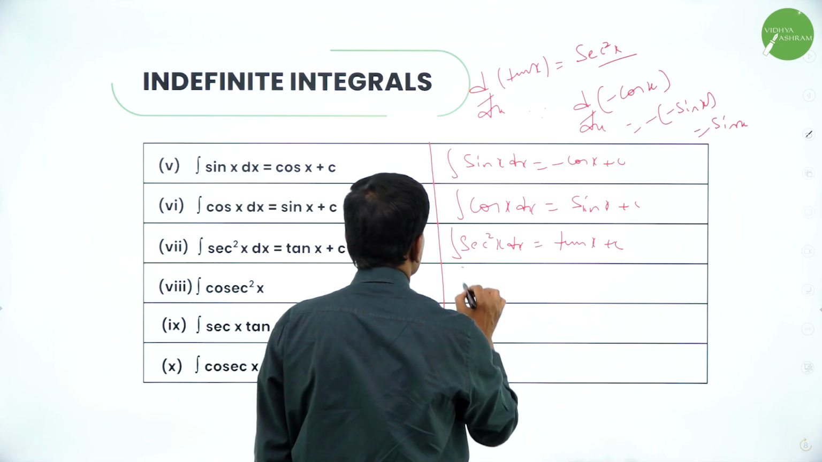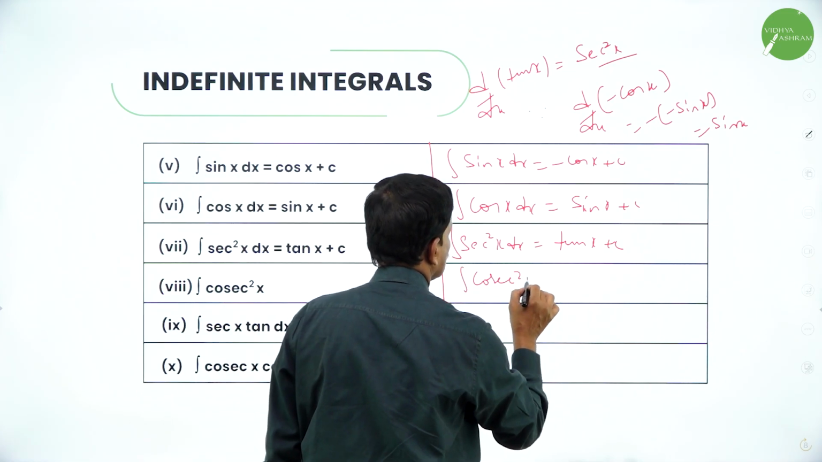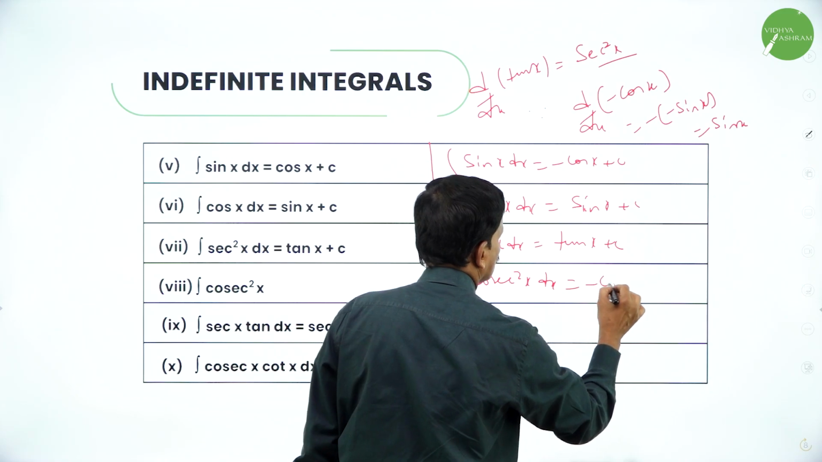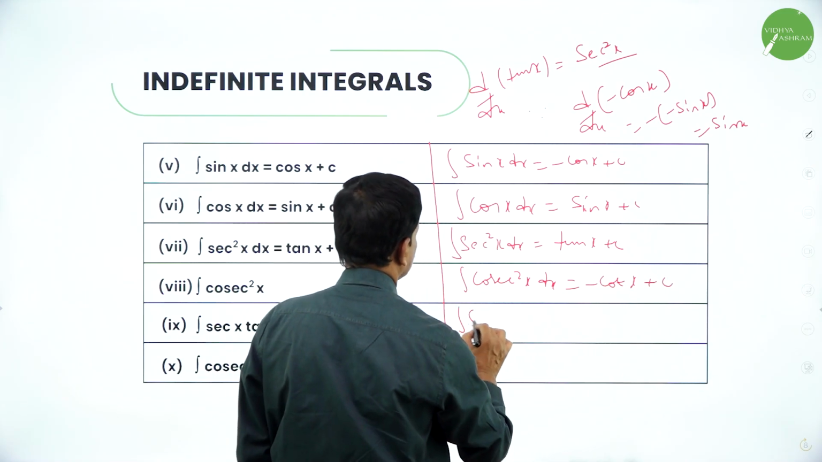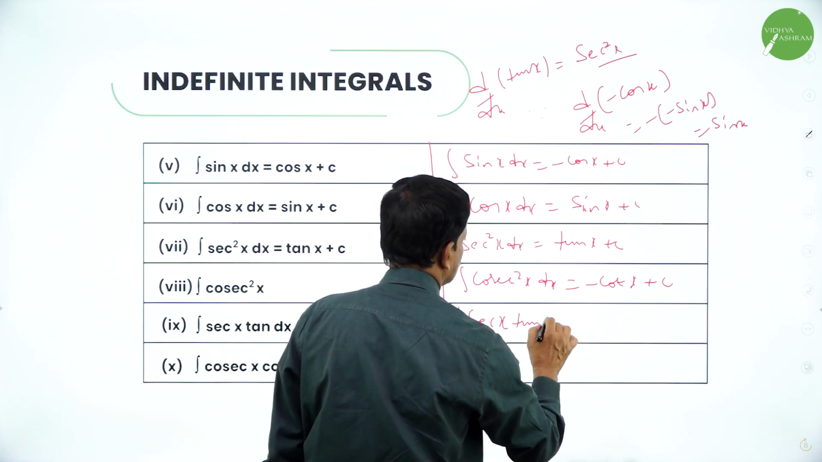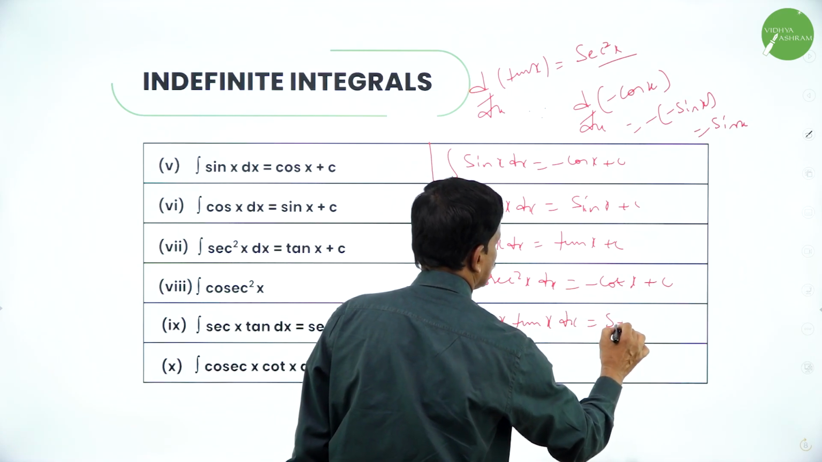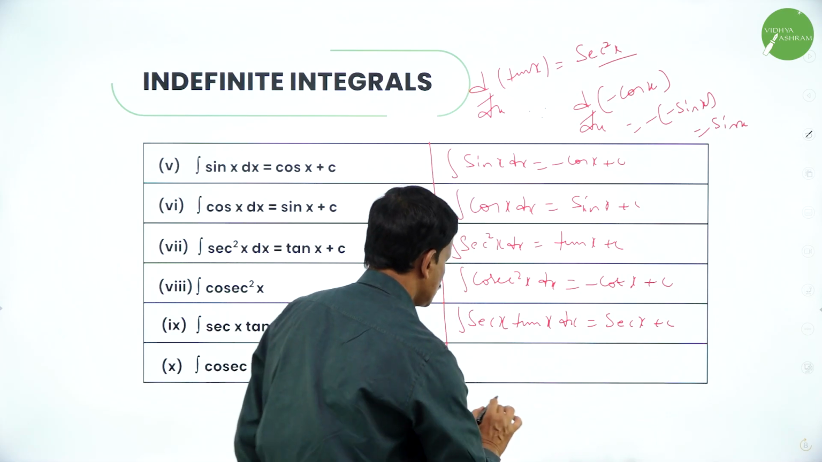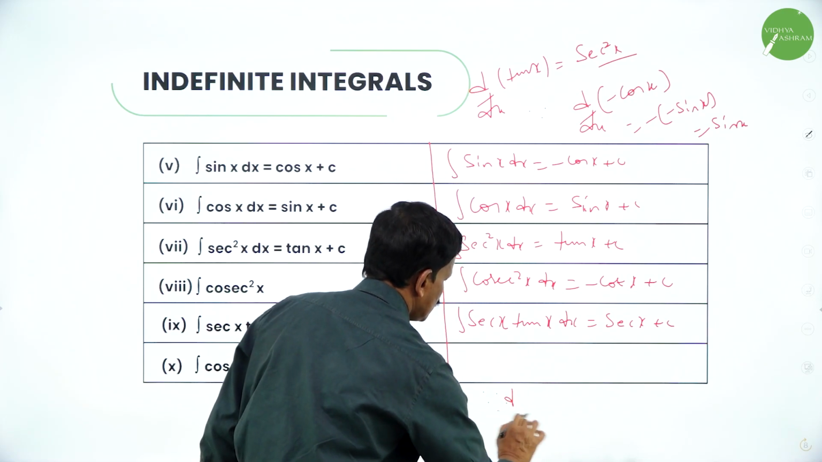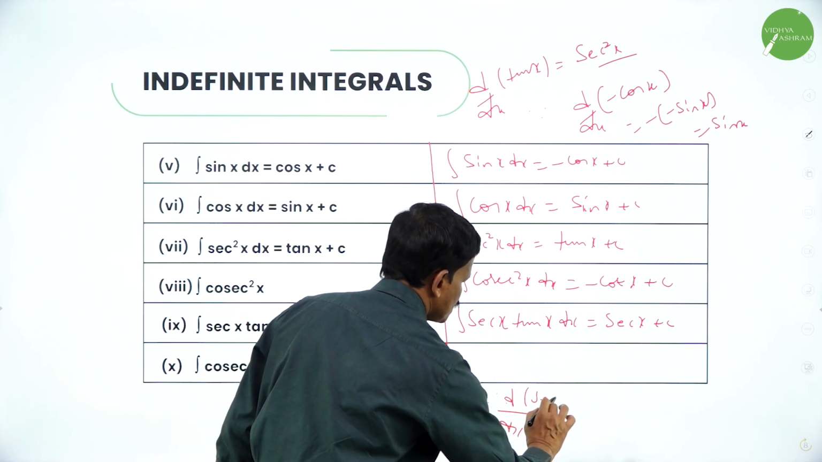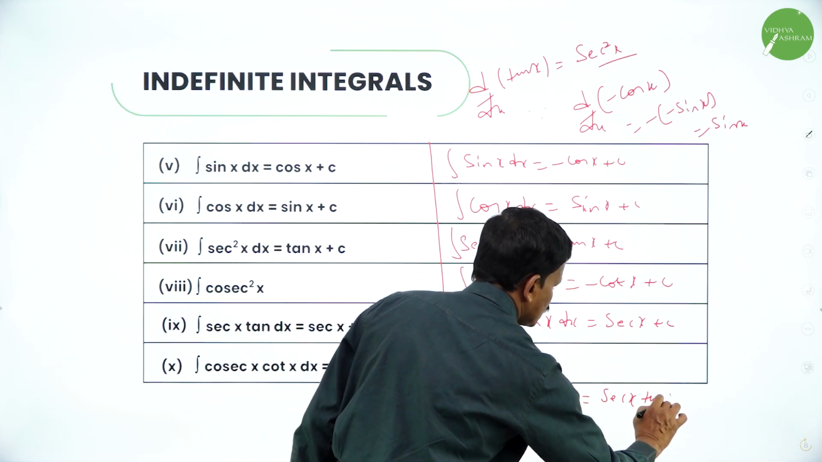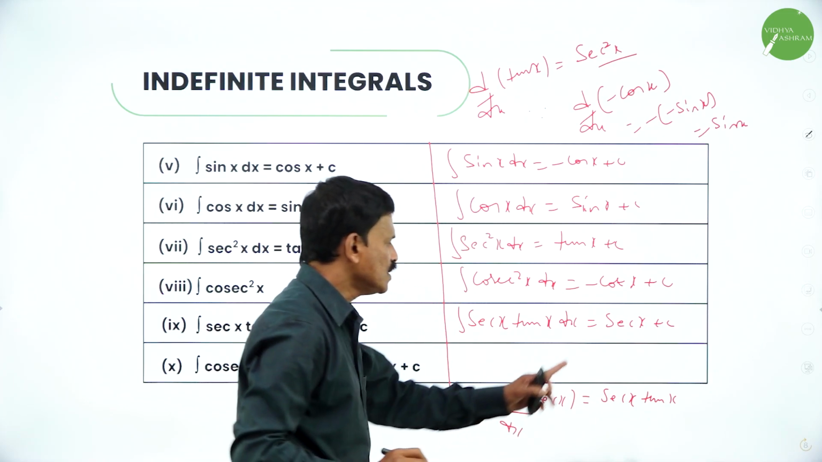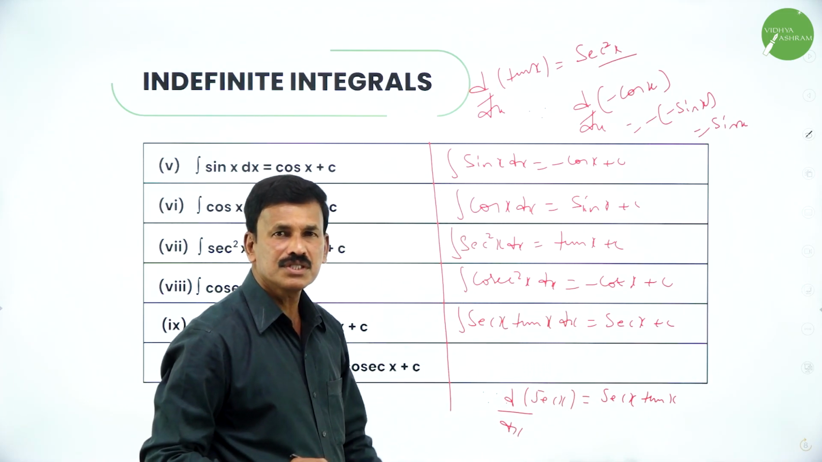So similarly, integral of cosecant square x is equal to minus cot x plus c. And integration of secant x into tan x dx is secant x. The reason is, since d by dx of secant x, the derivative of secant x, is equal to secant x into tan x, right? So integral of secant x tan x is equal to secant x.